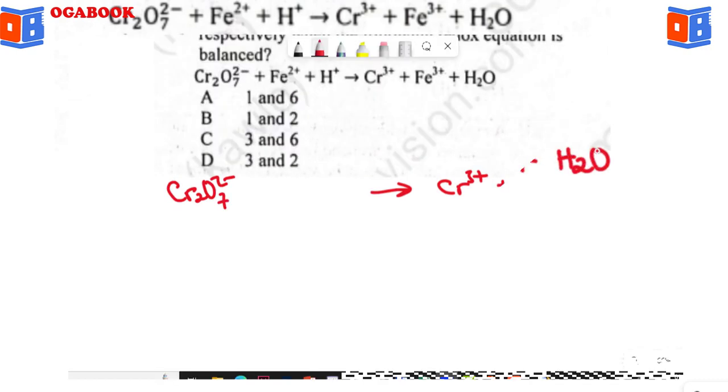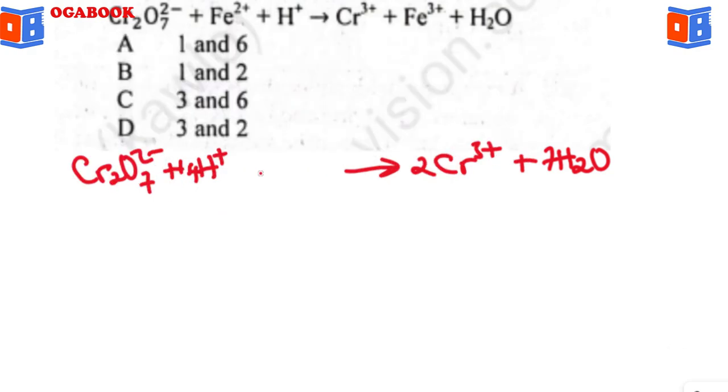So for the reduction half equation, we have dichromate being reduced to chromium 3 plus. And since there is no oxygen on this side, we are going to add water to balance it. And we add a proton here to balance hydrogen. Balancing the atoms, we add 7 here, and here will be 14. So atoms are balanced. Now charges are also to be balanced, and to be balanced we'll add 6 electrons here.